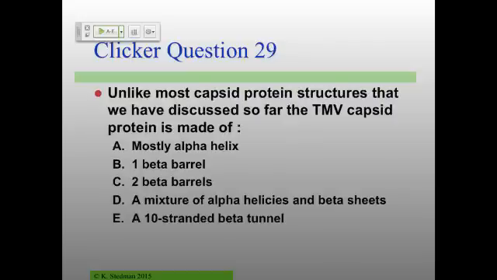Second question. Unlike most capsid protein structures we've discussed so far, the TMV capsid protein is made of mostly alpha helix, 1 beta barrel, 2 beta barrels, a mixture of alpha helices and beta sheets, or a 10-stranded beta tunnel.